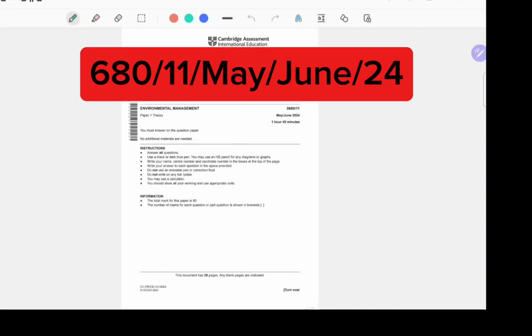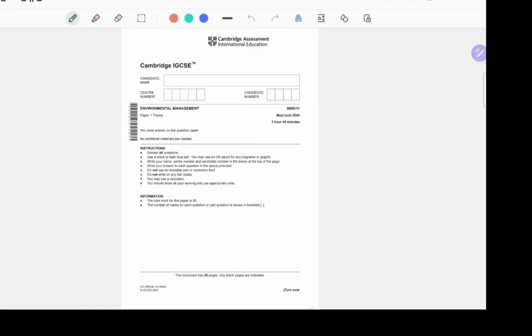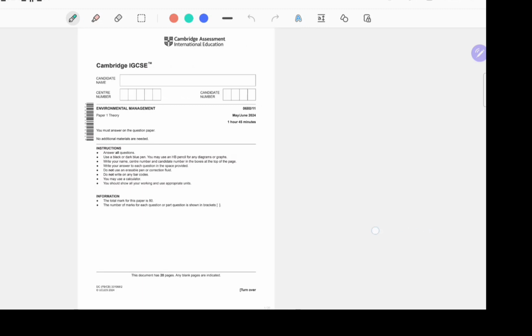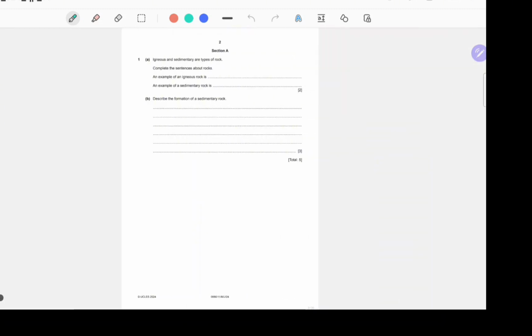Going to see Environmental Management 680 paper 11, May-June 2024, paper 1 theory. It's a 1 hour 45 minutes paper. First question, section A.